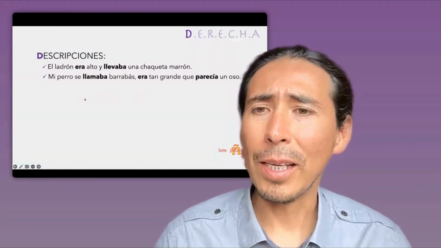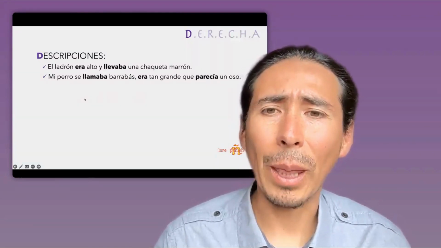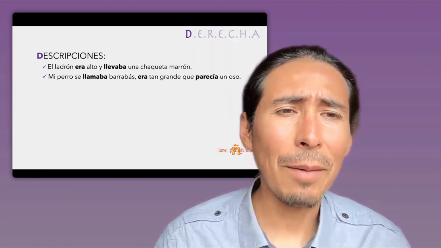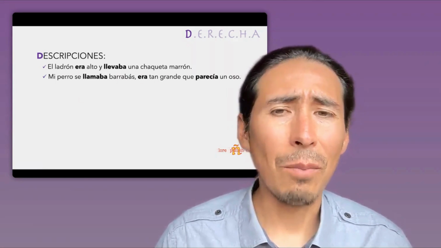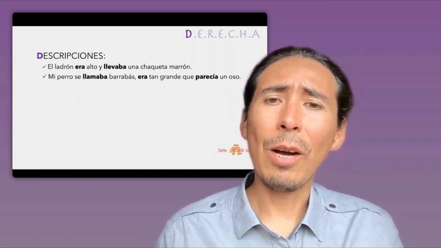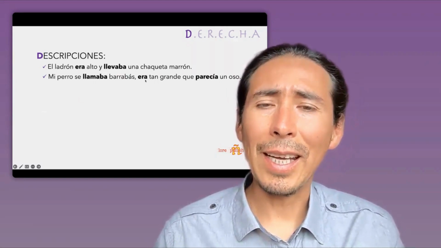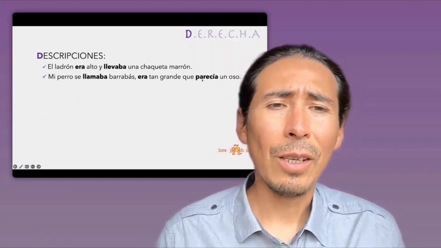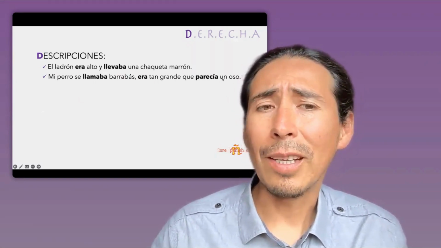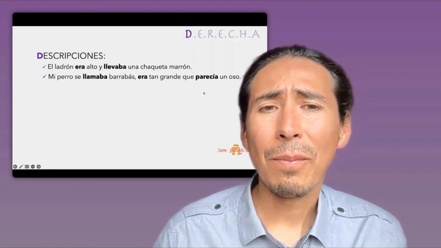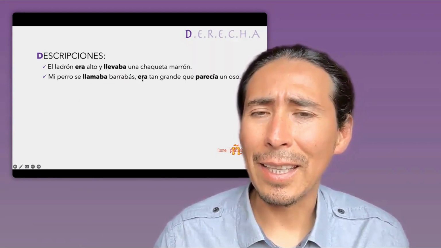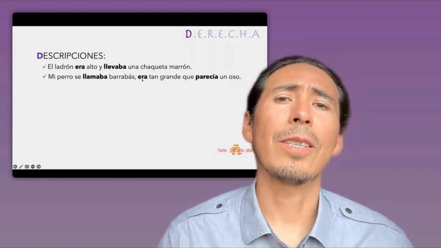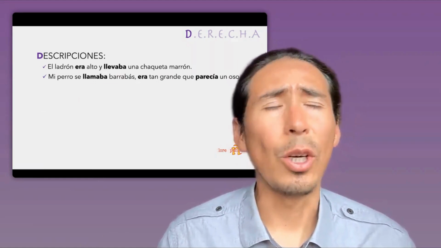So, the next one, animals. Mi perro se llamaba Barrabás. Era tan grande que parecía un oso. So, my dog's name was Barrabás. Now I'm doing the description. Era tan grande. It was so big that he looked like a bear. So the description, tan grande, era grande. This is the description of my dog.